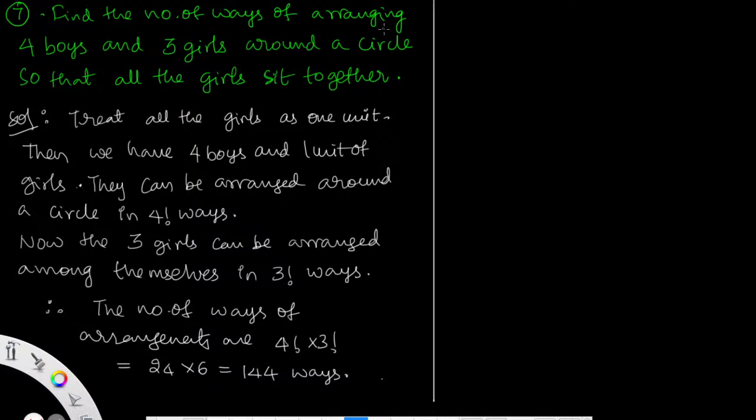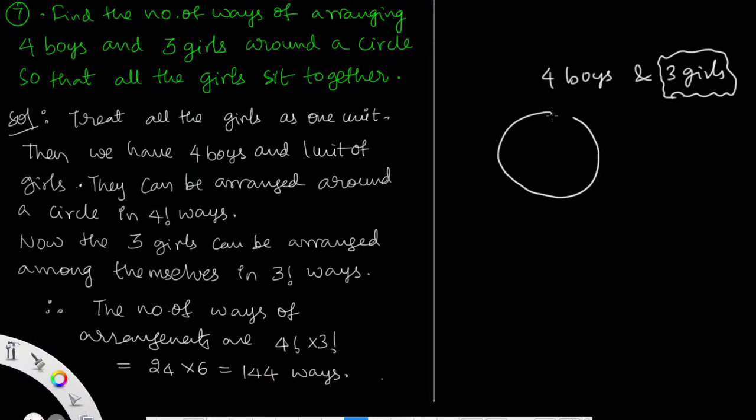Find the number of ways of arranging 4 boys and 3 girls around a circle so that all the girls sit together. So 4 boys and 3 girls are there. The condition is that all the girls have to sit together. You can occupy anywhere; the 3 girls have to sit among the 4 boys. Suppose the boys are B1, B2, B3 and B4, like this.